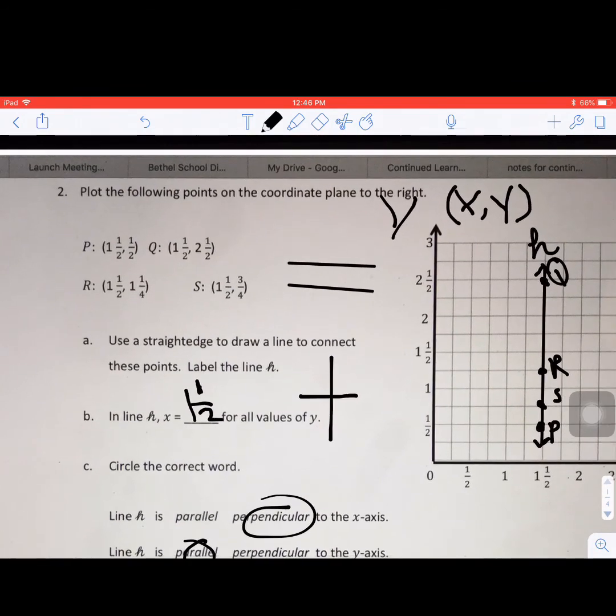Looking back up, I know that this line was parallel to the y-axis, and the thing that they had in common was the x values. So all of the x values were the same, which meant that the line was parallel to the y-axis.